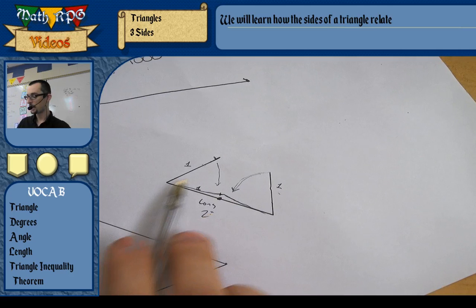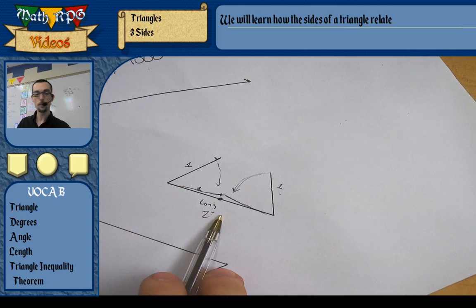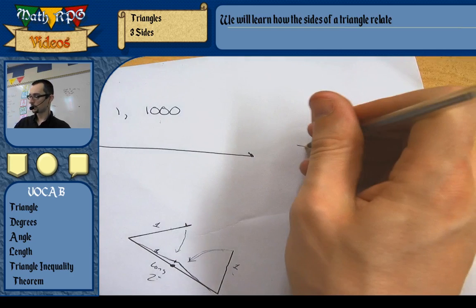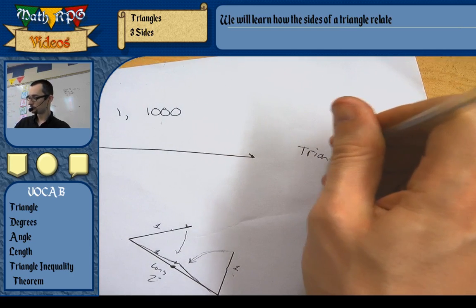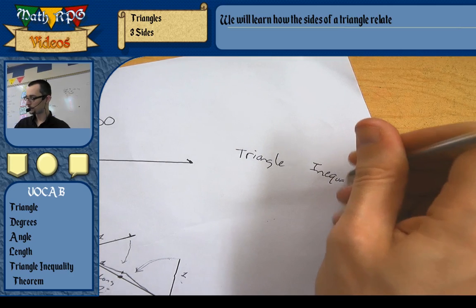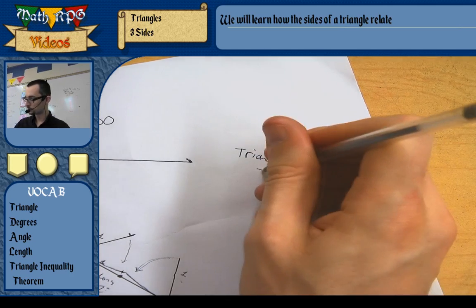It won't work that when I add these two sides up, they equal the long side. That won't make a triangle. It has to be unequal. It has to be larger than the third side. So we call it the triangle inequality theorem. This just tells us what kinds of side lengths we can have for a triangle.